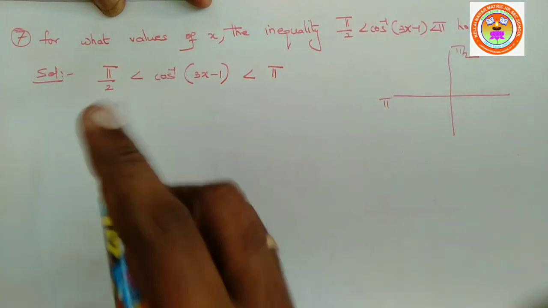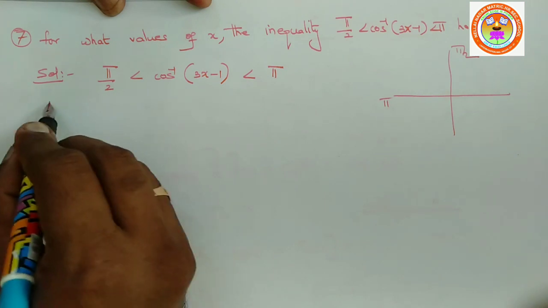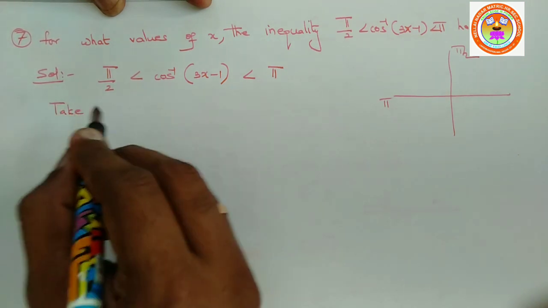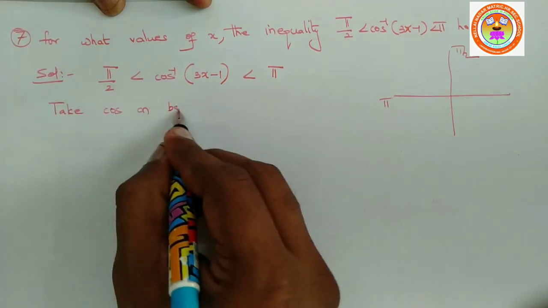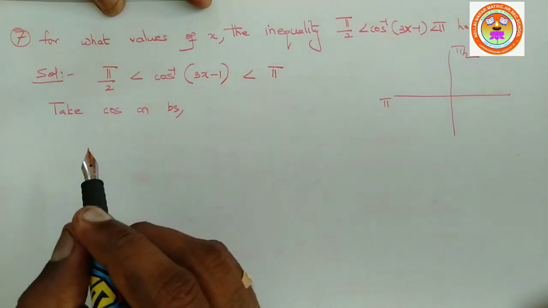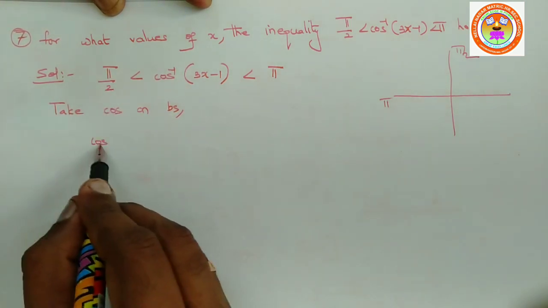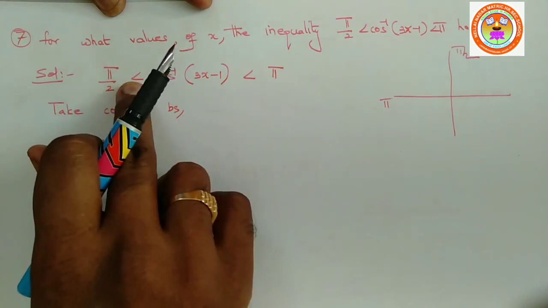Okay. So I am going to take cos on both sides. Take cos on both sides. Therefore, if you take cos and see cos pi by 2, I will write the inequality afterwards.